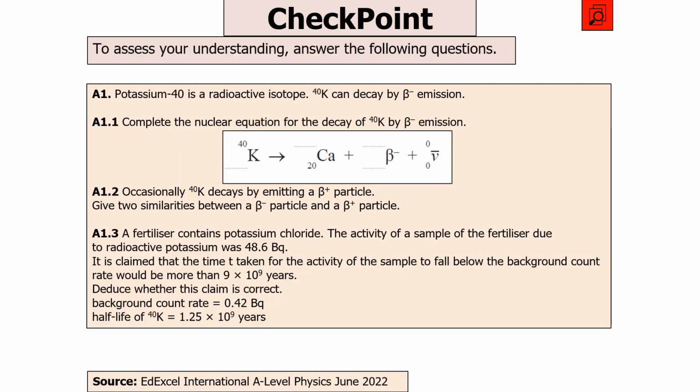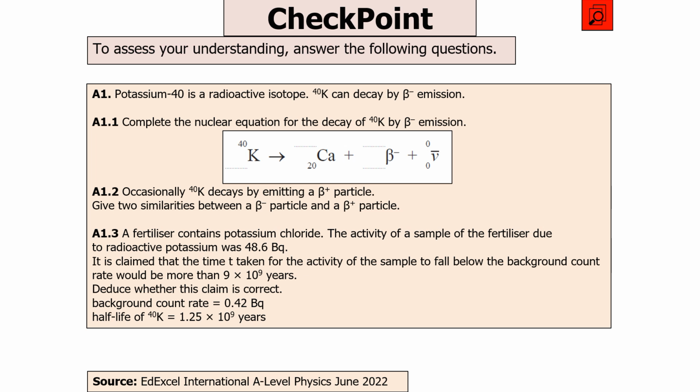The next question says, potassium-40 is a radioactive isotope and can decay by beta minus emission. Complete the nuclear decay, so the equation for the decay of potassium by beta minus emission, and then occasionally potassium decays by emitting a beta plus particle. Give two similarities between the beta minus and the beta plus particle.